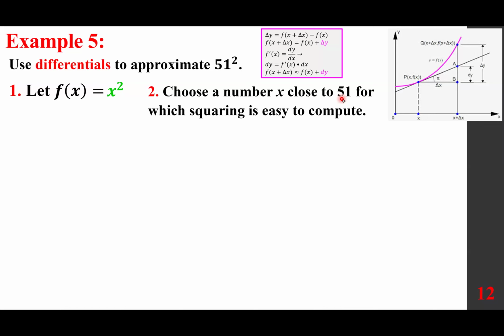Can you repeat the question? Sorry. The question is asking, choose a number x close to 51 for which squaring is easy to compute. The closest number, I just did that. It would be 50, because 50 squared, you should know, is 2,500. And so you have the function y or f of x equals x squared, and you have the number.